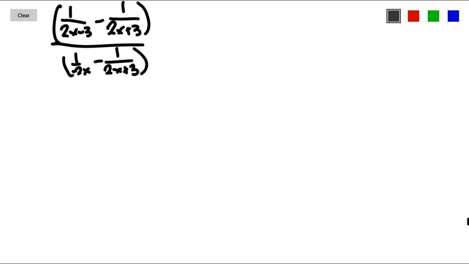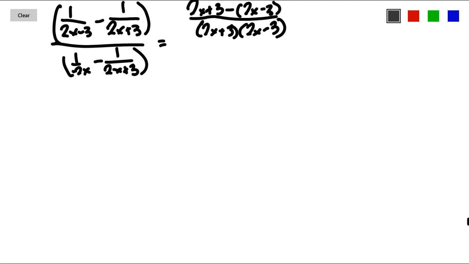Okay, so the first thing I'm going to do is combine the two fractions in the terms on top and bottom so that I get just a singular fraction on top and bottom. The common denominator for the top is going to be 2x plus 3 times 2x minus 3, because that's how I get the least common multiple, by multiplying the denominators. And then I'm going to have a 2x plus 3 minus a 2x minus 3 on the top.